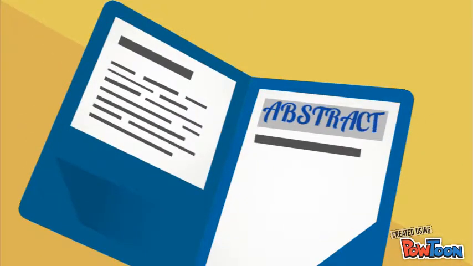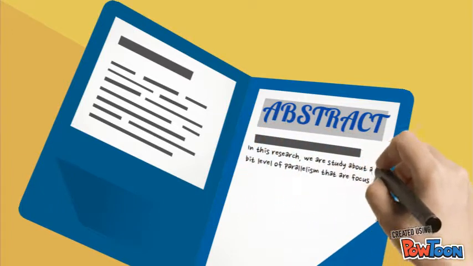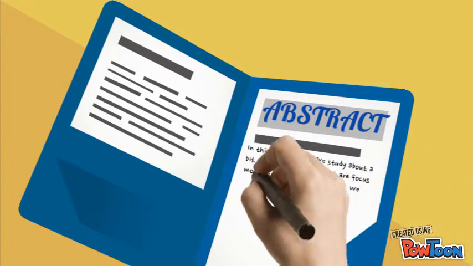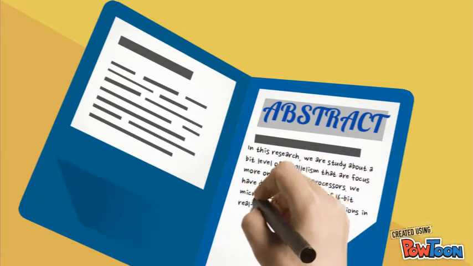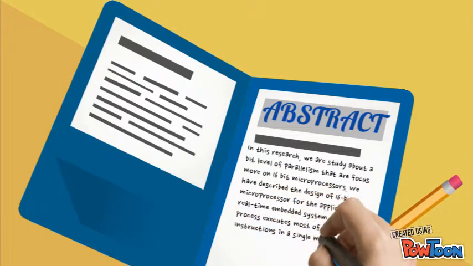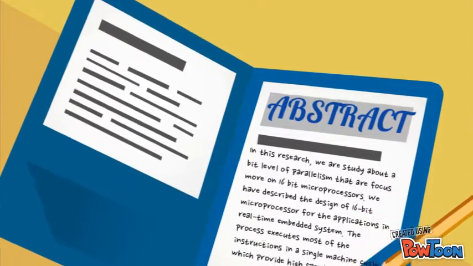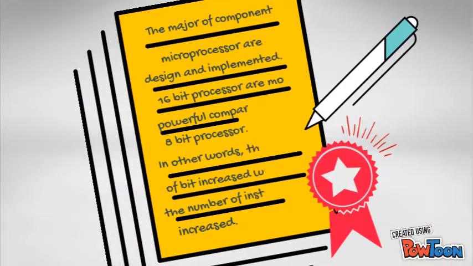Abstract. In this research, we study bit level parallelism that is focused more on 16-bit microprocessors. We have described the design of a 16-bit microprocessor for applications in real-time embedded systems. The processor executes most of the instructions in a single machine cycle, which provides high speed. The major components of the microprocessor are designed and implemented. 16-bit processors are more powerful compared to 8-bit processors. In other words, the number of bits increases when the number of functional units and instructions increases.